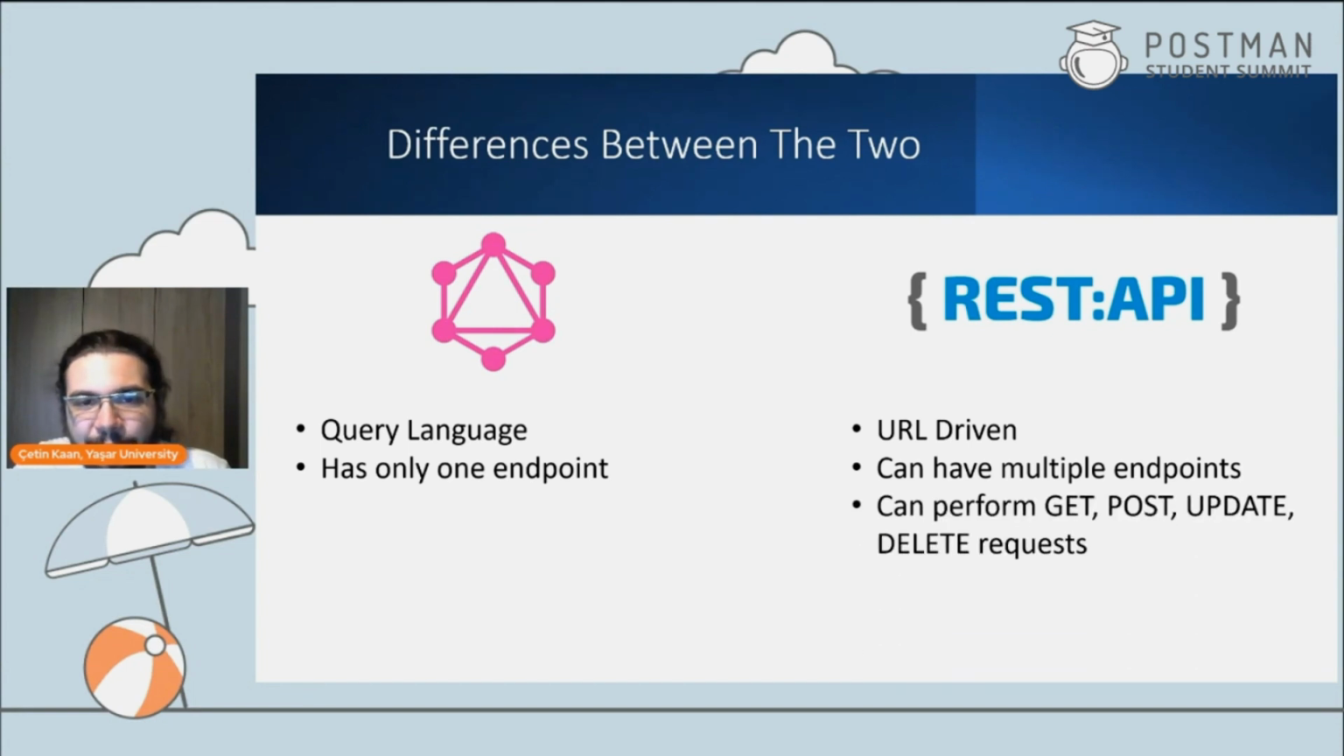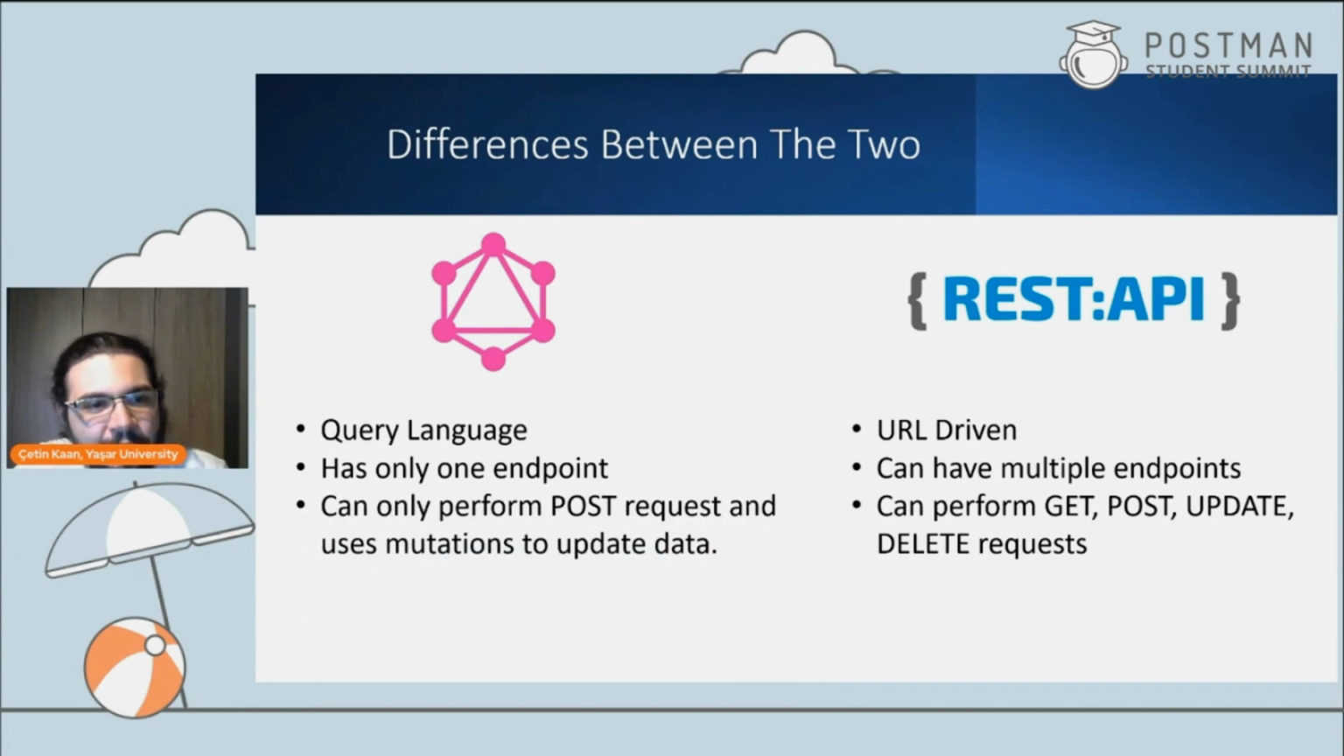REST API can perform GET, POST, UPDATE, DELETE, and many more HTTP requests, while GraphQL can only perform POST requests, but with usage of mutations and queries, you can update or get data.